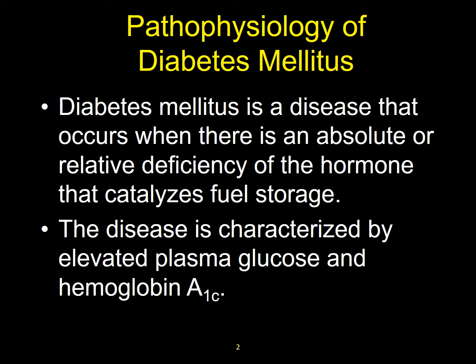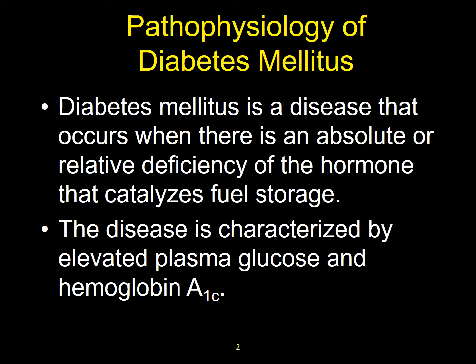So your slide says that diabetes is a disease that occurs when there is either an absolute or relative deficiency of the hormone that catalyzes fuel storage, and that hormone is insulin. Insulin is an endocrine problem, and endocrine problems are about hormones, typically either not enough or too much. Diabetes is a little bit more complicated in that when we talk about not enough insulin, we can either have absolutely none, which is type 1 diabetes, an absolute absence of insulin, or a relative deficiency, which means there is insulin on board, but not enough to do the job that it needs to do.